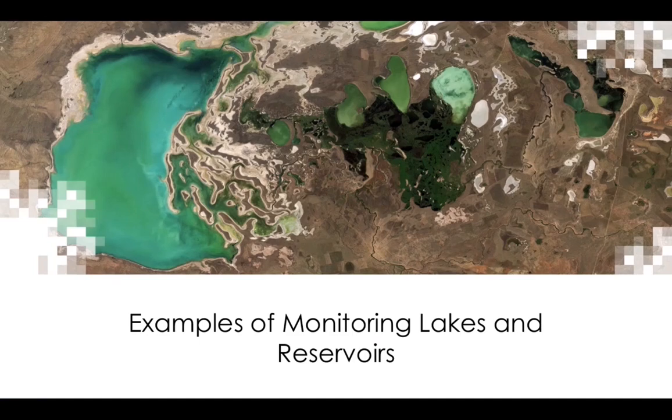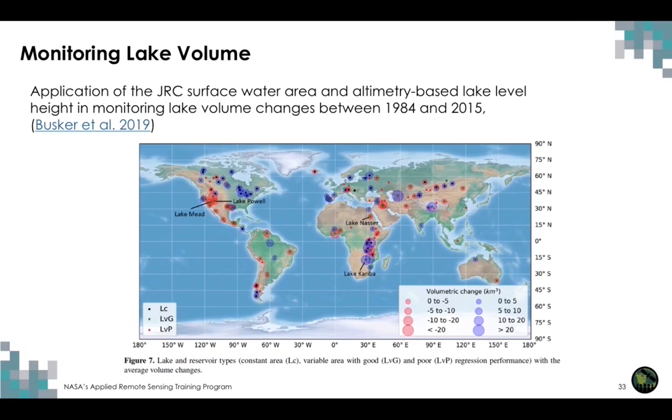So finally, we have a couple of examples of how these data sets can be used in monitoring lakes and reservoirs. So one study is by Busker et al. This paper uses this JRC surface water and altimeter-based lake level heights, which we're going to talk about next week, for monitoring lake volume and change in lake volumes between 1984 and 2015. And here the figure is showing that change between 1984 and 2015 in various lakes, how volume has changed over years. So this is decrease in volume, this is increase in volume.